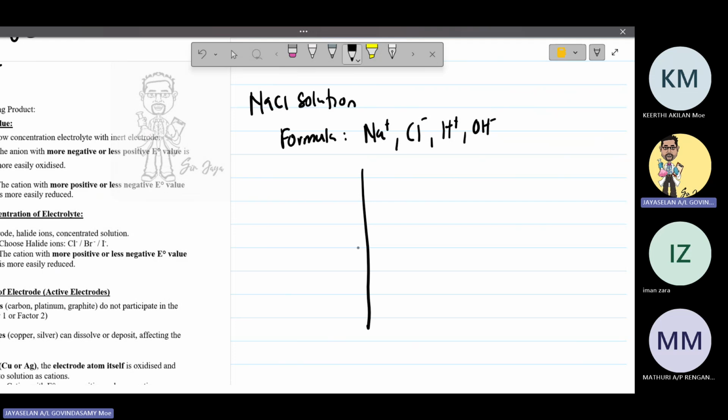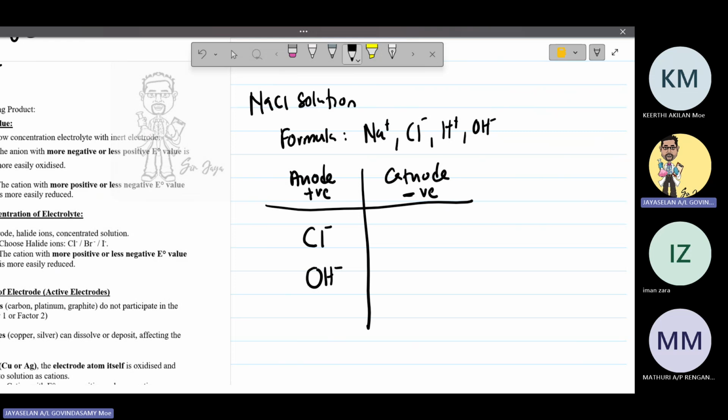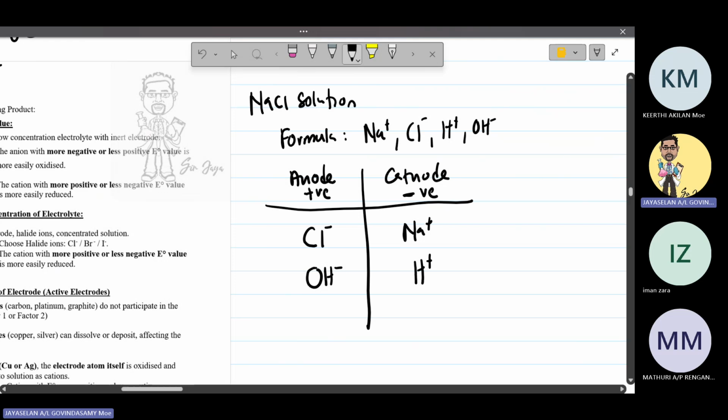Then you move the ion to anode and cathode. Anode, what terminal? Positive terminal. Cathode, what terminal? Negative terminal. Okay, anode receive anion. Semua negative ion masuk sini. Cathode receive cation, positive ion. Macam ni. So, daripada anode ada 2 ion, cathode ada 2 ion.